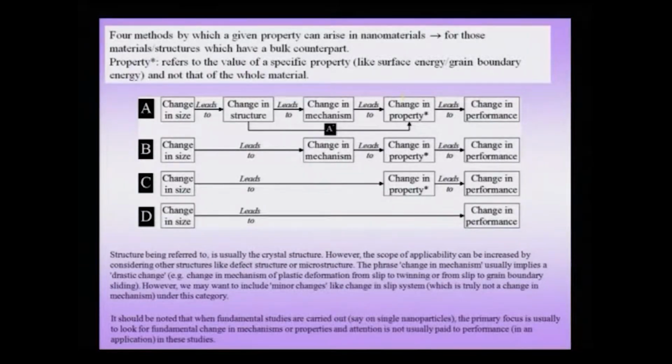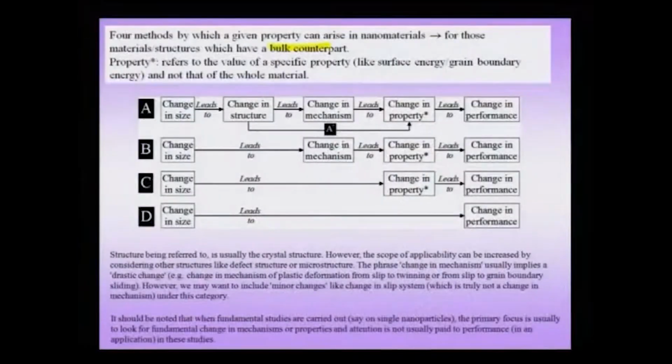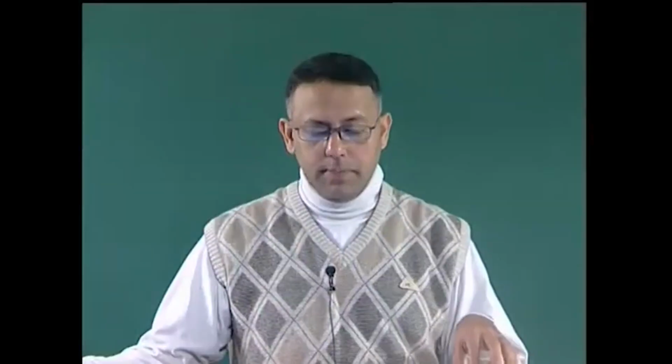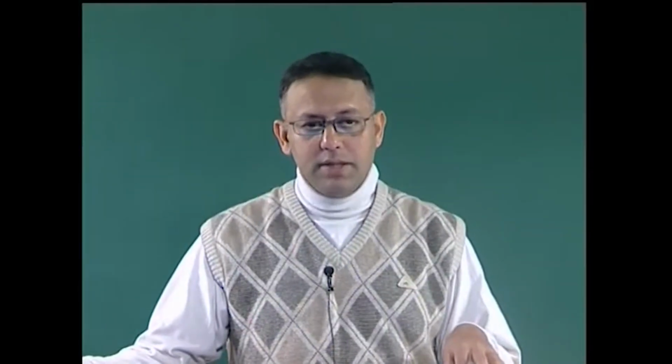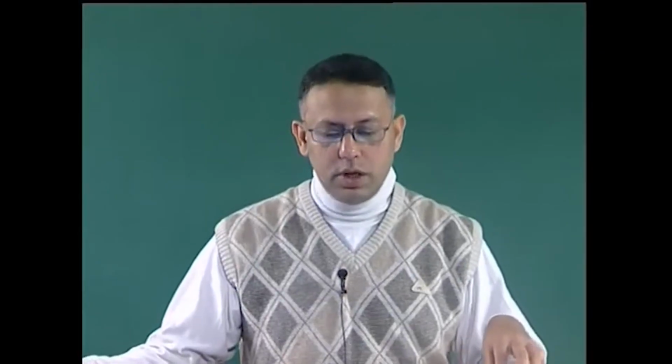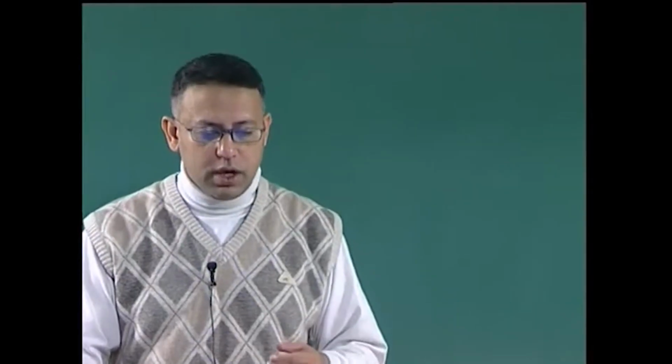We can delineate four methods, and these four methods specifically refer to those cases wherein there is a bulk counterpart. That means I have a case where there is a grain size in the micron scale, and I keep on reducing my grain size and go to the nanoscale. I could be talking about a crystallite which is even millimeter in size, and slowly reduce my crystallite size to the nanoscale. So, in other words, if I am going from the bulk state to the nano state, then how is it that the property is changing?